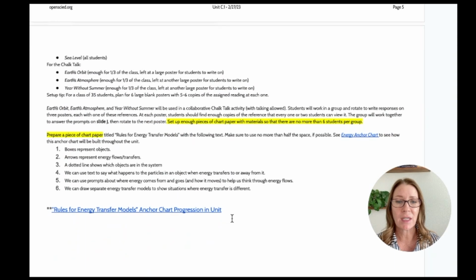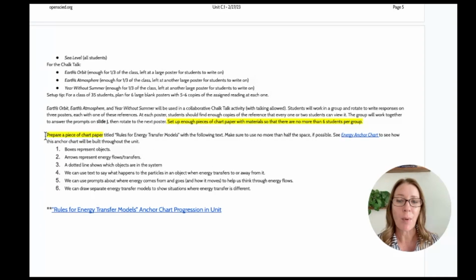Okay, it does say that you need to have chart paper with the material, so markers or whatever set up around the room. Make sure there's no more than 6 students per group. I would say less than that. I would not do more than 4 students in a group if you have that ability.